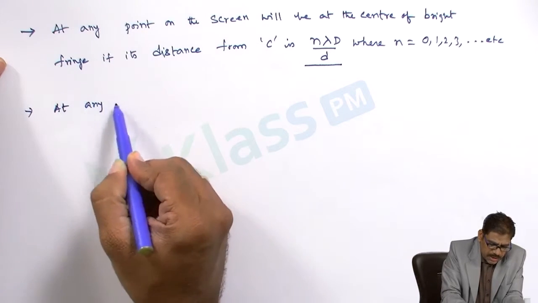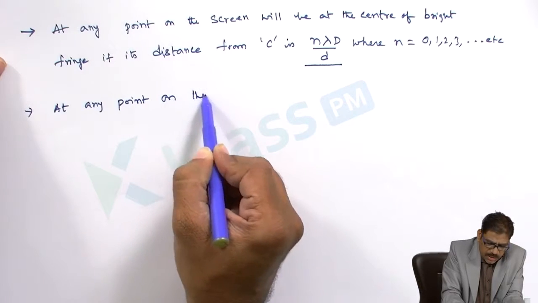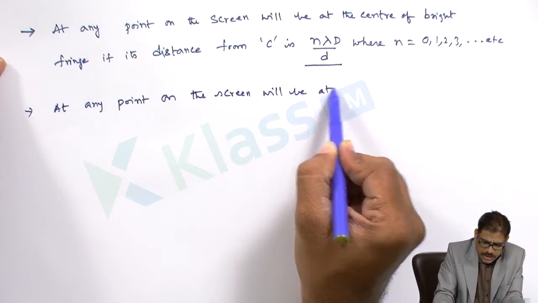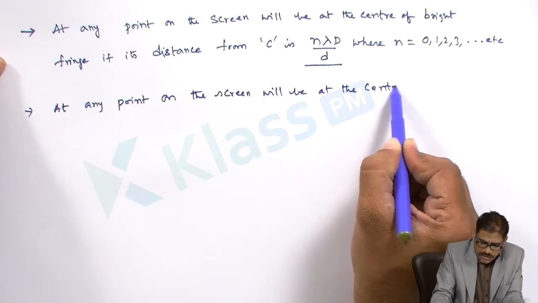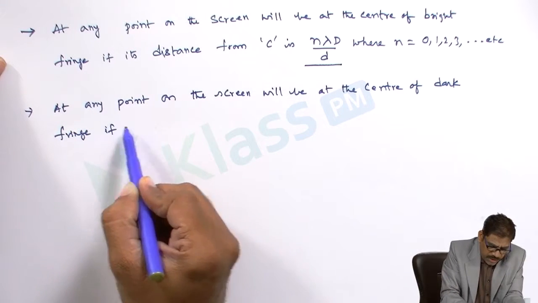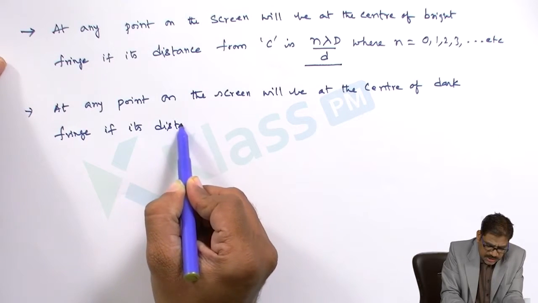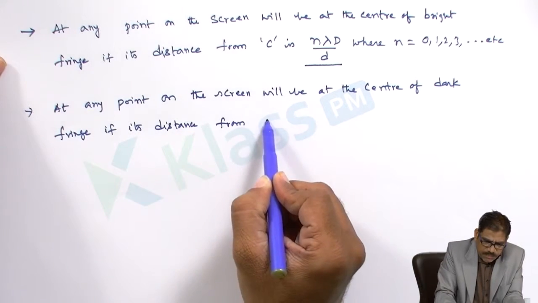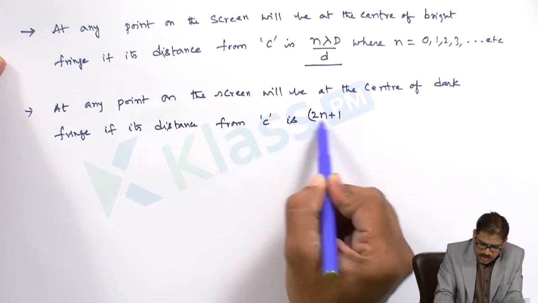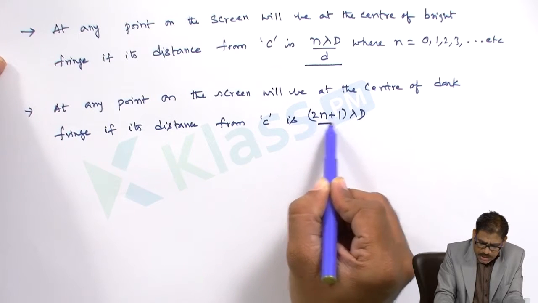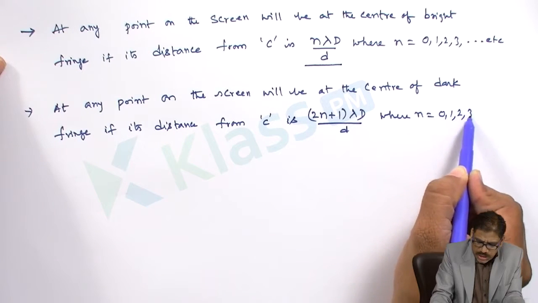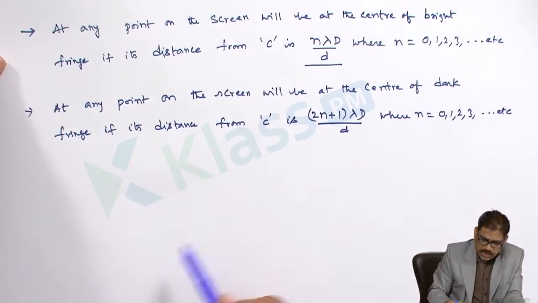Obviously, any point on the screen will be at the center of a dark fringe if its distance from C is, in place of n, 2n plus 1 into lambda D by d, where n is equal to 0, 1, 2, 3 and so on. So this is the condition.